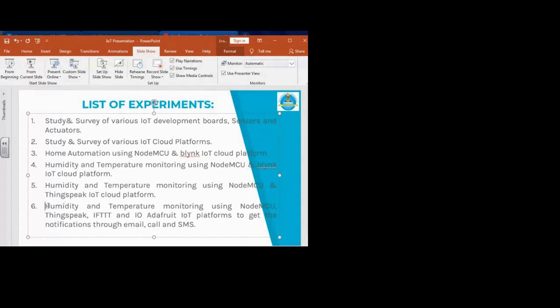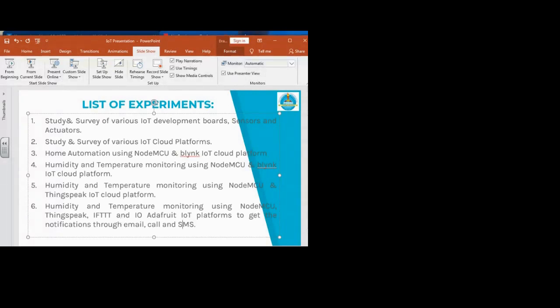Now the third one is humidity and temperature monitoring using Node MCU in ThingSpeak. Now see, up till this it is the same as your prior one, but I have added certain extra clouds here. Now, what is the importance of this next cloud platform? IFTTT. IFTTT is a very well-known cloud platform used in IoT.